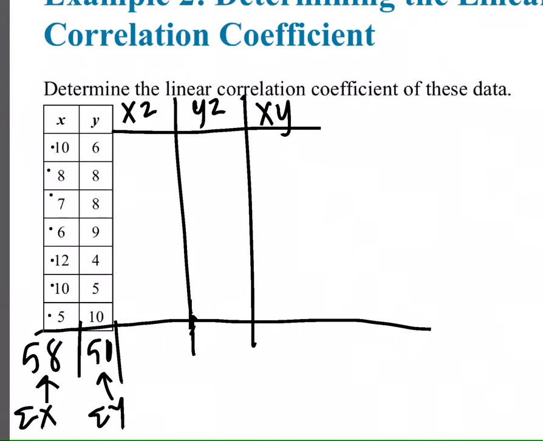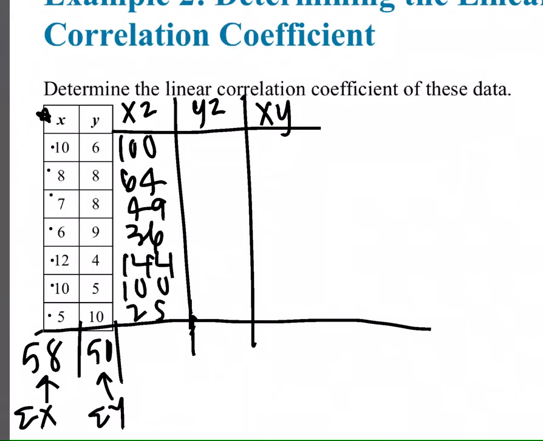I'm going to square my X's. So remember, to square is to multiply it by itself. So 10 squared is 100. I'm looking at the X values. 8 squared, 64. 49, 36. 12 squared is 144. 10 squared is 100. 5 squared is 25. Add up all those: 100, 64, 49, 36, 144, 100, and 25. I will get 518. This is the sum of my X's squared.